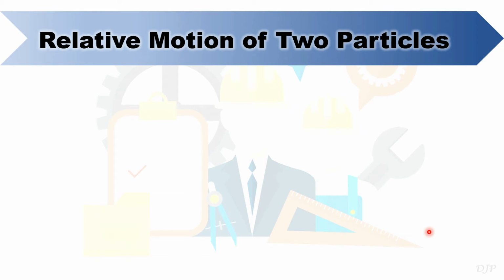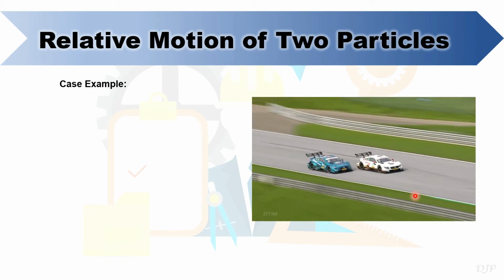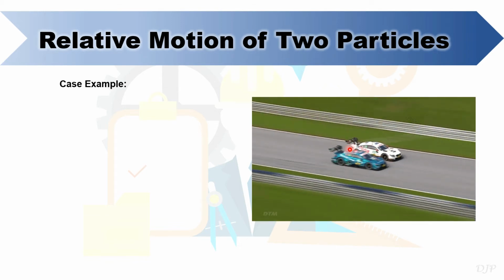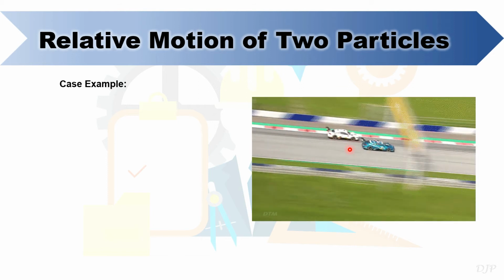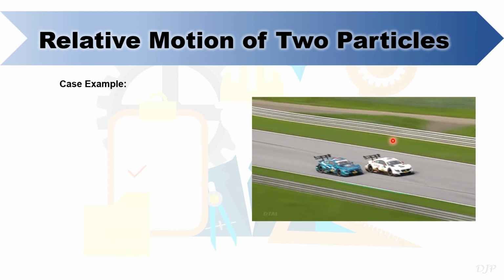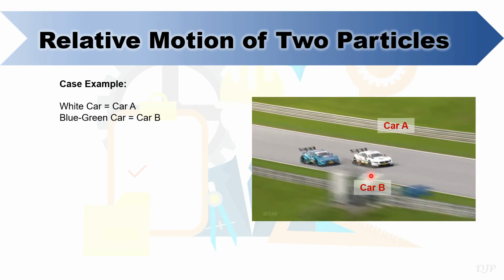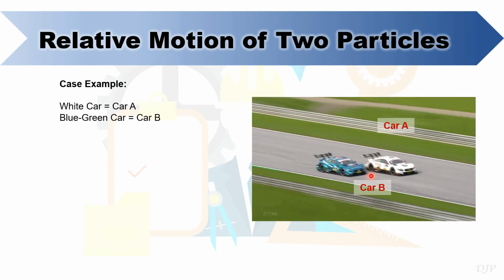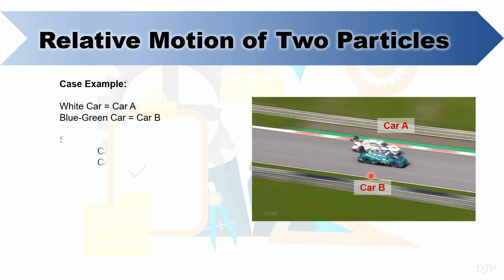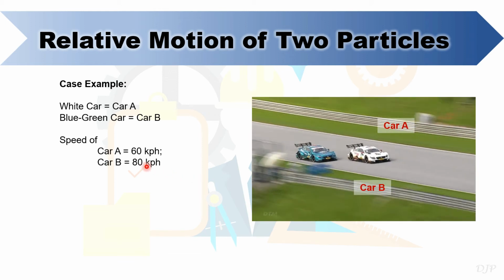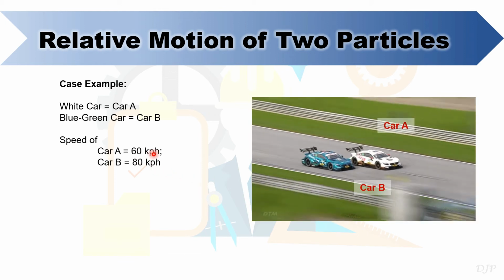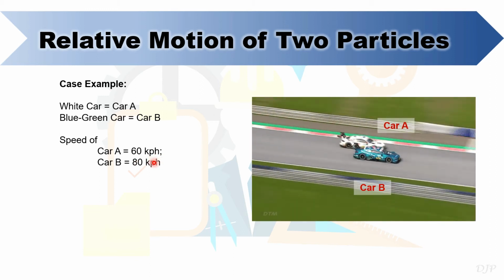To get a better grasp about relative motion, let's discuss this simple case example. As you can see in the figure, we have two racing cars moving with different speed along a straight track. Let's denote the white car as car A and the blue-green car as car B. Let's assume that car A and B are moving with a speed of 60 and 80 kph respectively.